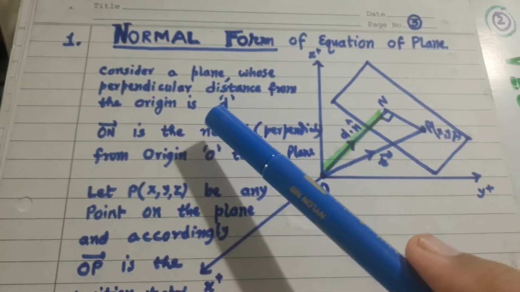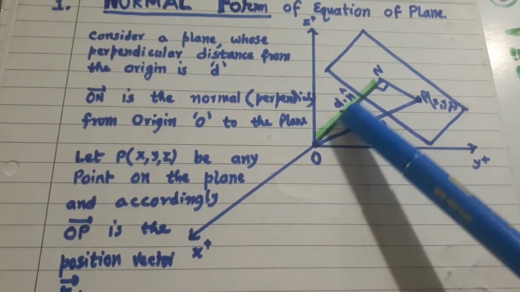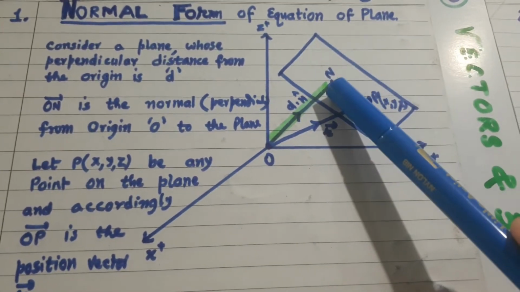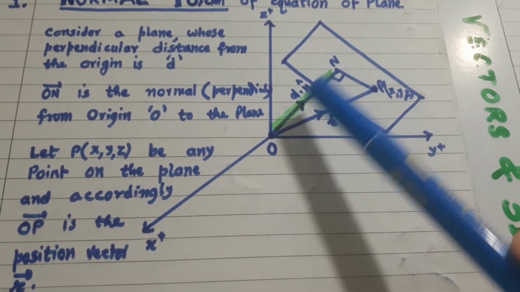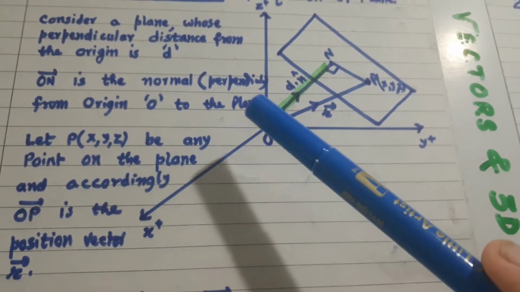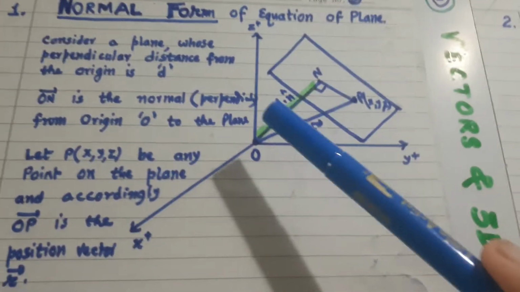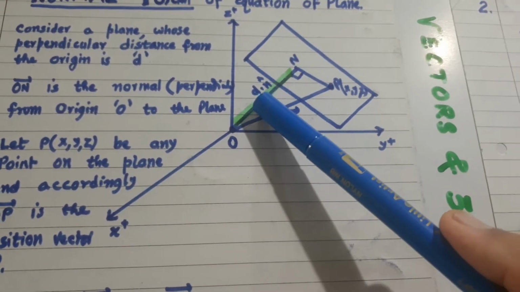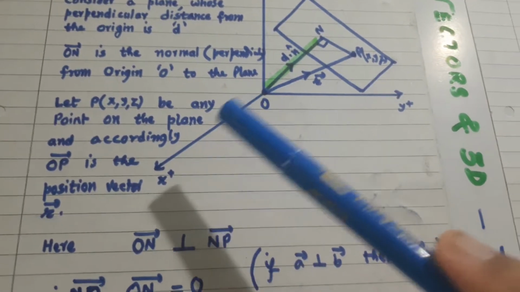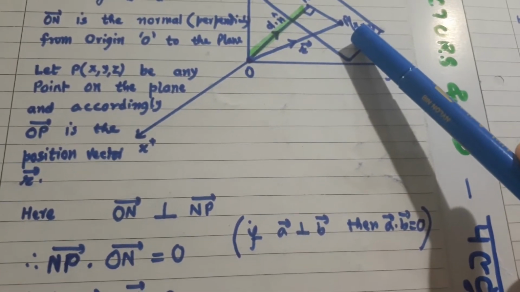Consider a plane where perpendicular distance from the origin is d. ये जो distance है, that is d. D for distance. N is the normal vector. ON is the normal or perpendicular from the origin to the plane. Normal means perpendicular. Normal form means perpendicular form. So it will become d into n cap. So now P(x, y, z) is the general point in the plane.